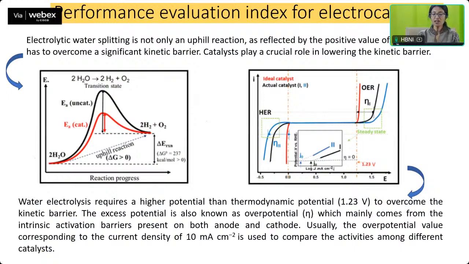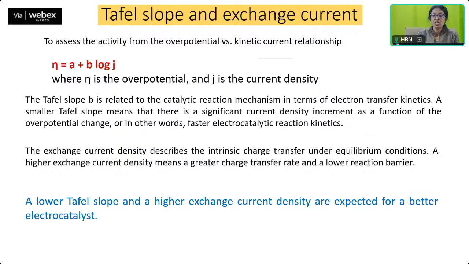Water electrolysis requires a higher potential than the thermodynamic potential, which is 1.23 volts, to overcome the kinetic barrier. And this excess potential is known as overpotential. If you remember in previous slides, when I first started with the electrochemical process, I explained that entire overpotential concept. This mainly comes from the intrinsic activation barriers present on both the anode and the cathode. Usually the overpotential value corresponding to the current density of 10 milliampere per centimeter square is used to compare the activities among different catalysts. There are very important concepts over here: one is the Tafel slope and the other is the exchange current, whenever you're talking about catalysis.